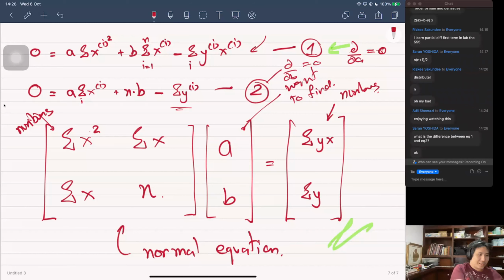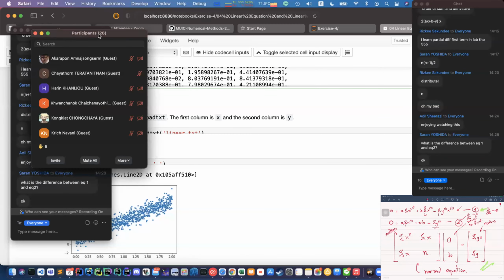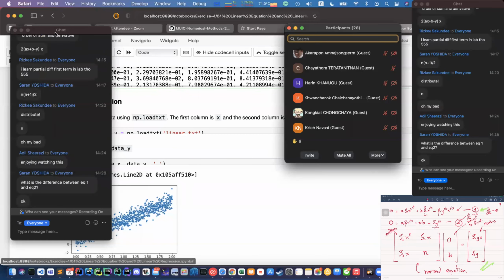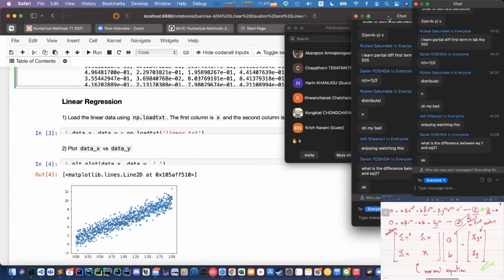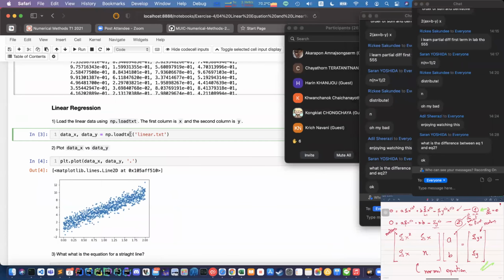So let's do this. Let me switch to this guy, that guy, and let me move this away. And what is wrong with my CSS? Okay, that's better.